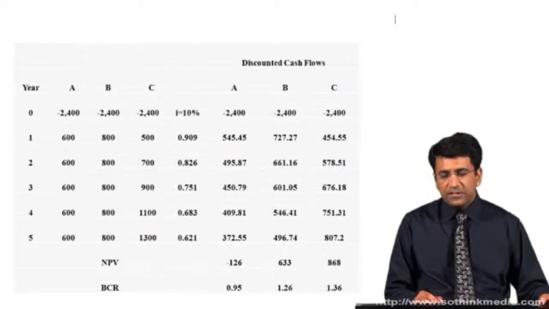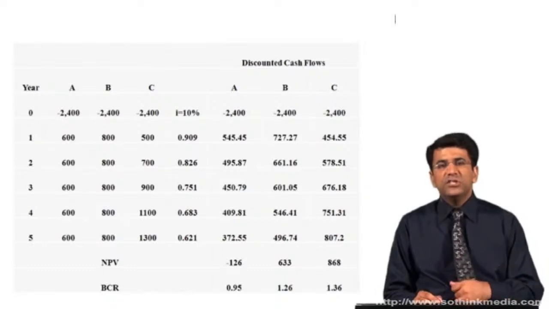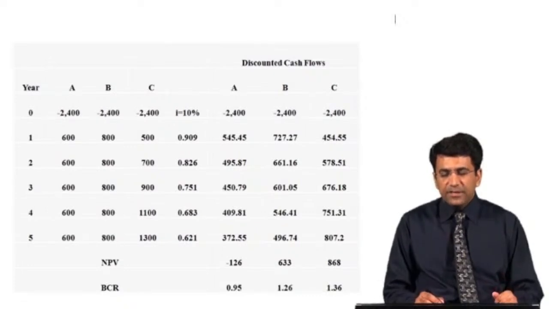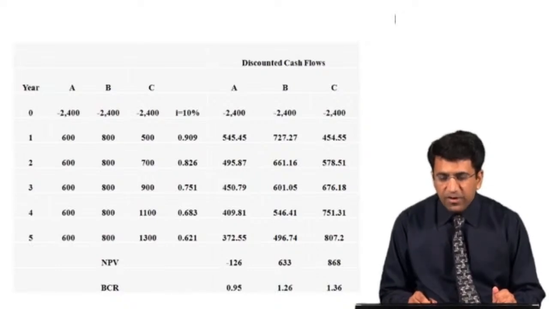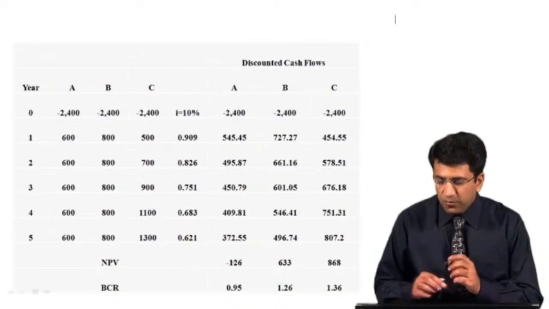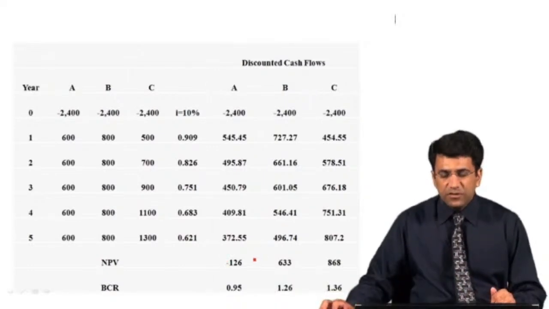Now students, let's also discuss the internal rate of return. If we are interested in finding the internal rate of return for project A, how can we do that? Let's see the net present value of project A. You can see that the present value of project A is minus 126.